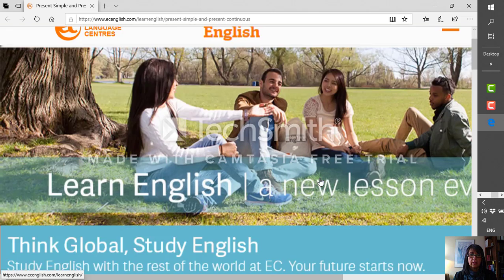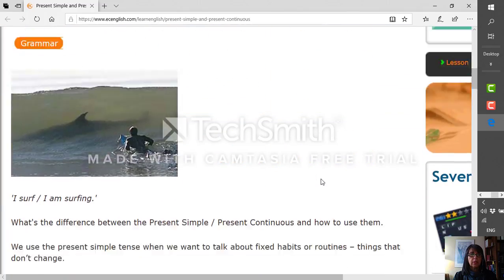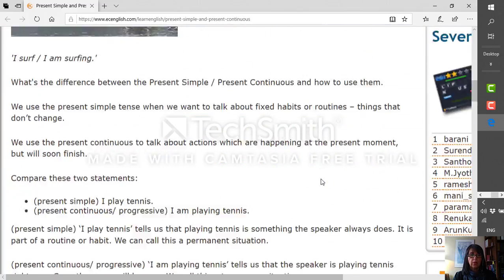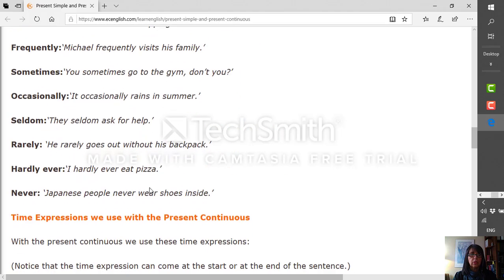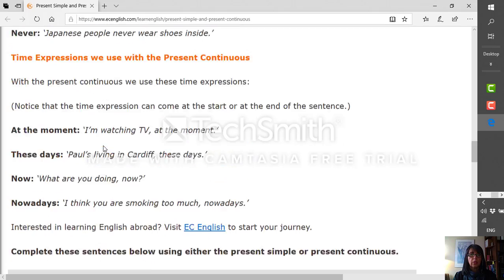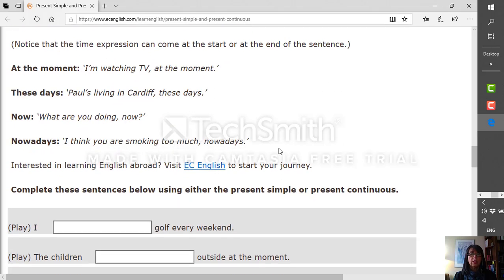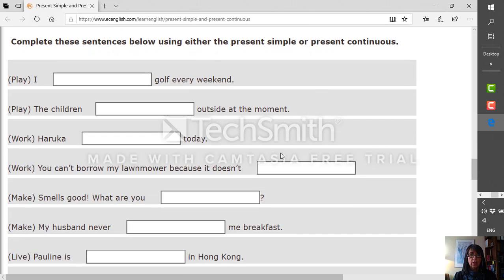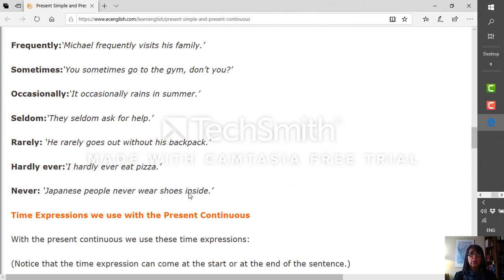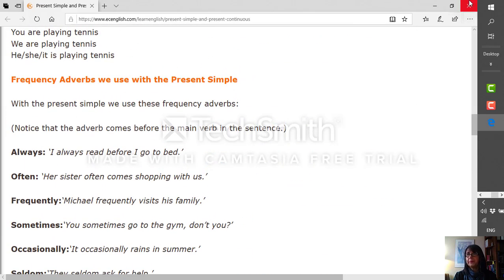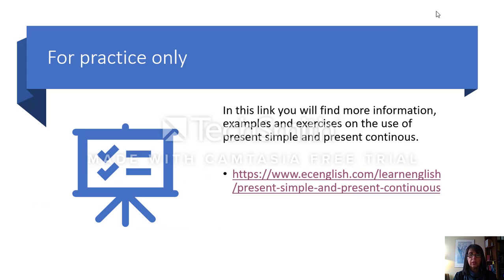and here it is. So present simple and present continuous, you have the grammar explanation, the frequency verbs that I mentioned, other time expressions that are going to be used for the present continuous. Here you will have the exercise you will complete using whether the present simple or present continuous according to each sentence. You will check the answers and you will see how well you did. Very good.